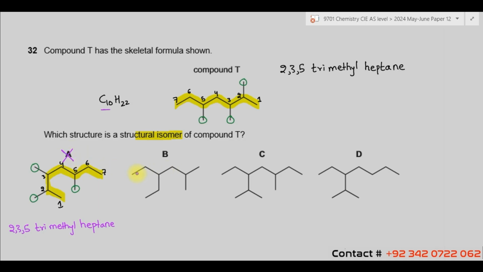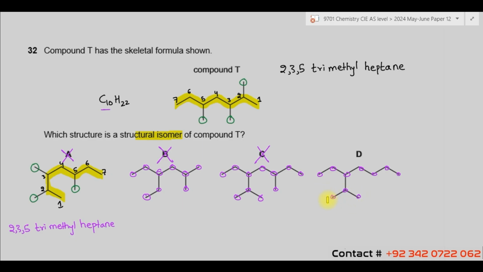Let's see number of carbons in B. 1, 2, 3, 4, 5, 6, 7, 8, 9. There are 9 carbons. It should be 10. Let's see in C. We have 1, 2, 3, 4, 5, 6, 7, 8, 9, 10, 11. So there are 11 carbons, which is also wrong. In part D, we have 1, 2, 3, 4, 5, 6, 7, 8, 9, and 10. So we have 10 carbon atoms.